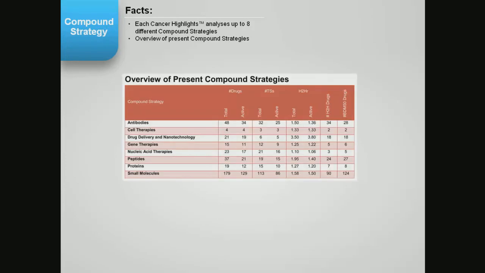Pillar 3 is about analysing compound strategies at work in any of the 14 cancer focus areas. Each Cancer Highlights report, except the compound-specific ones of course, analyses up to 8 different compound strategies. This analysis starts with an overview of present compound strategies. The featured case shown here shows all 8 available compound strategies and key data such as the number of drugs, number of target strategies, and the competition associated with each one.